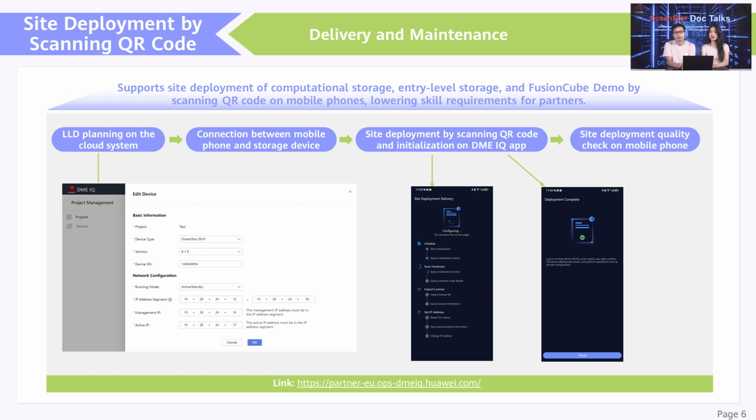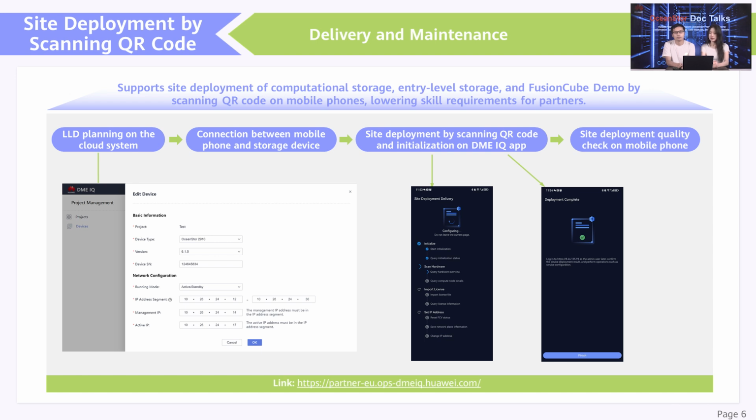First, let's take a look at a new function of DME IQ, site deployment by scanning QR code on mobile phones. This function supports 3 types of devices: computational storage, entry-level storage, and Fusion Cube Demo, which are the main storage models in the commercial market. The procedure includes 4 steps. Step 1. Remotely complete the LLD planning and design of a storage device on the DME IQ cloud system, including the IP address planning and obtaining the license file.